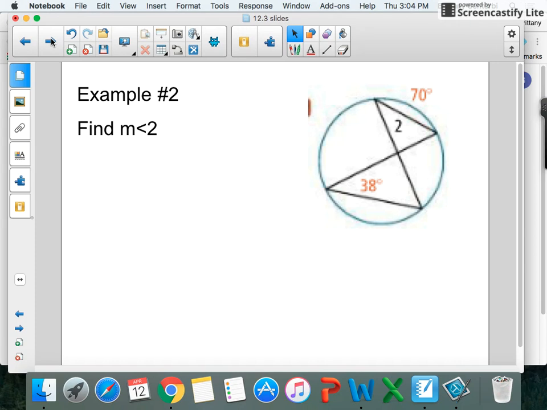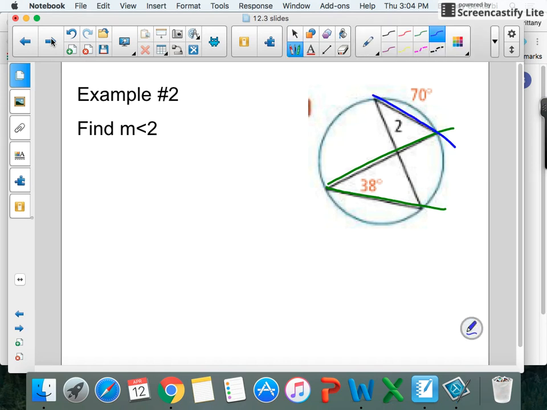Example 2 goes with our corollary. If they share an arc, so if I trace over this angle here, again, extend outside the circle so you can see where the arc is, and then I'm going to extend this one. The arc that they both have is right here in the middle. So they both share that arc, so that means that the angles are going to be congruent. So then angle 2 is going to be 38 degrees.